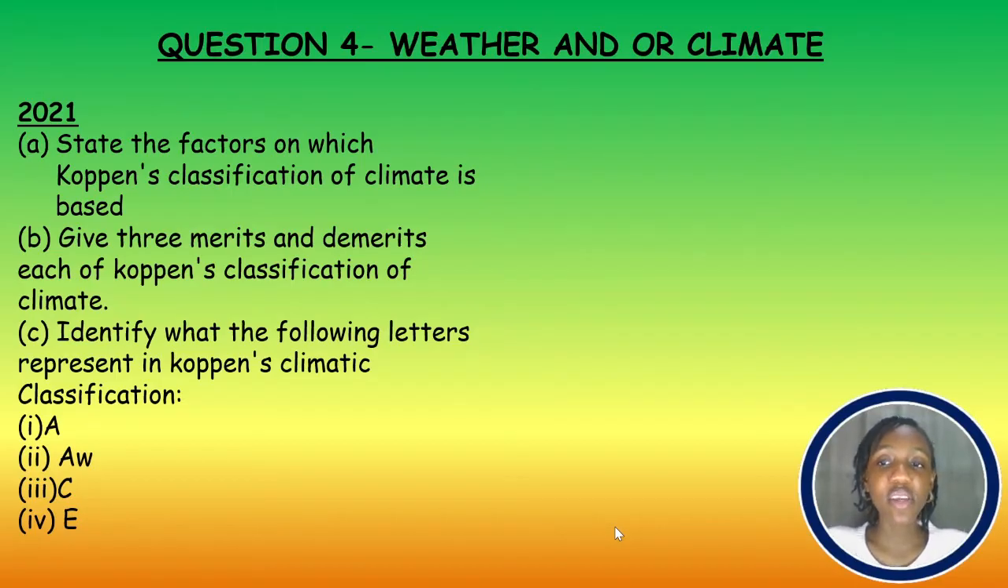Now, this is a perfect example of a question on Köppen classification in 2021. We've already answered question A, that state the factor on which Köppen classification is based. We've answered that as temperature and rainfall. And in C, we were asked to identify what these letters represent, and all of these are explained in the textbook. So always take note of your required textbook for your various subjects. As you can see, I've made reference to this textbook over and over, and I'm still going to keep making reference to it. So let's continue.